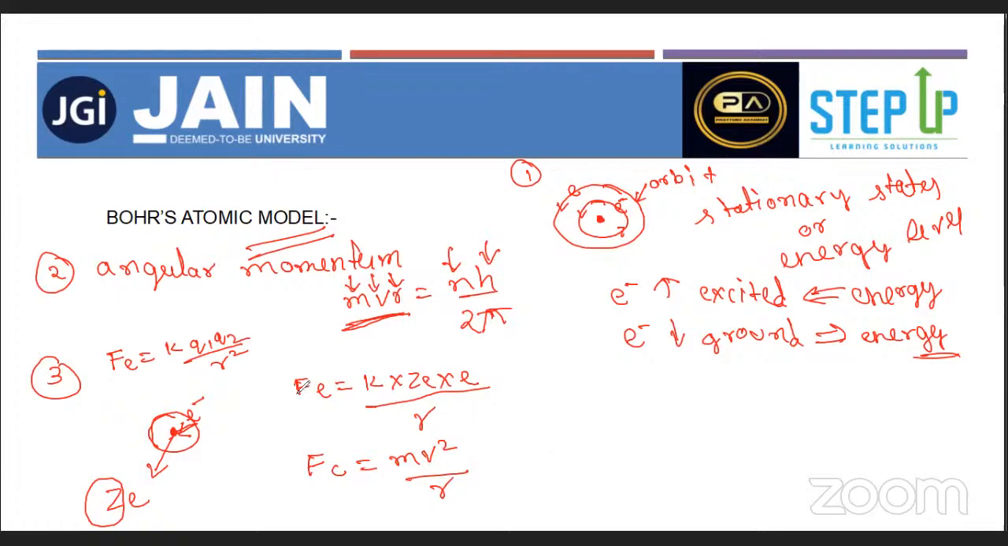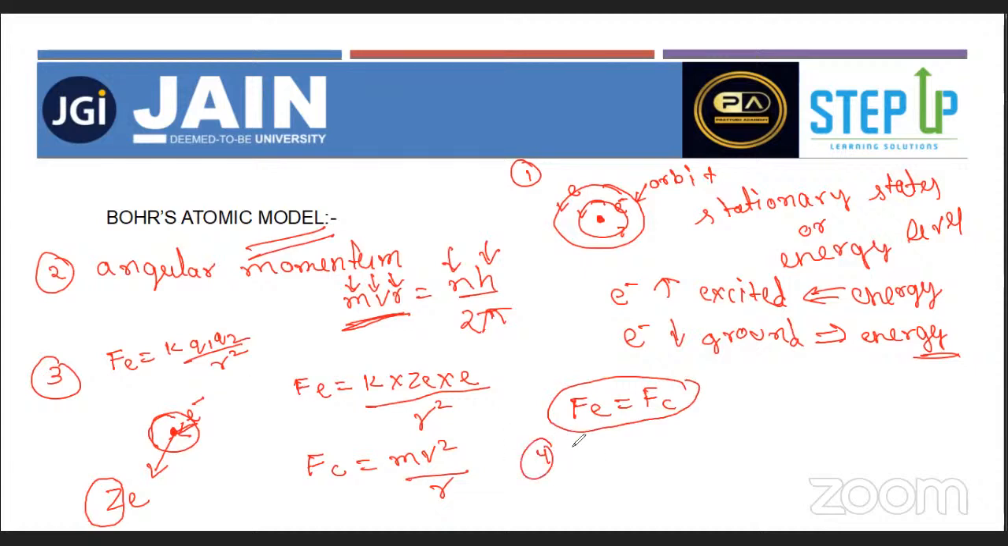So then I'm talking about this thing. Kz is Ze by r square. This will be mv square by r. So what we know now is that both have to be equal if the body has to be in motion. Using this, we derived values for the nth orbit, energy level, and velocity. So what is the value for this one?